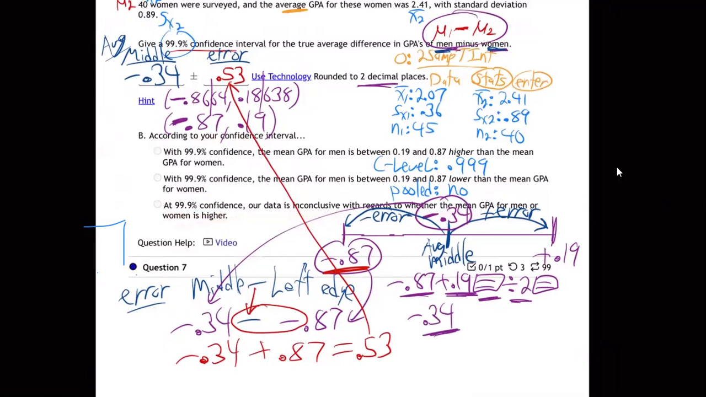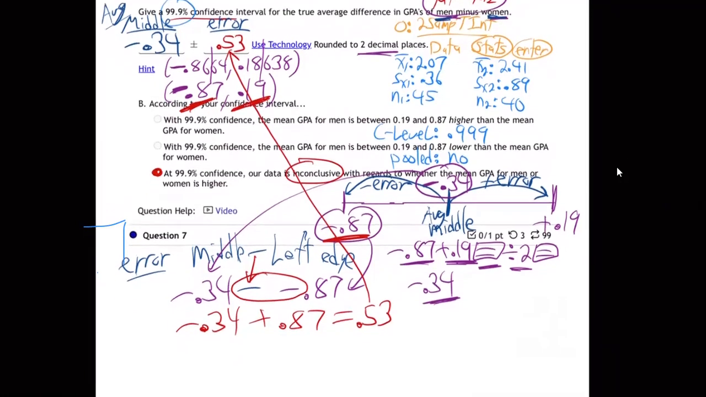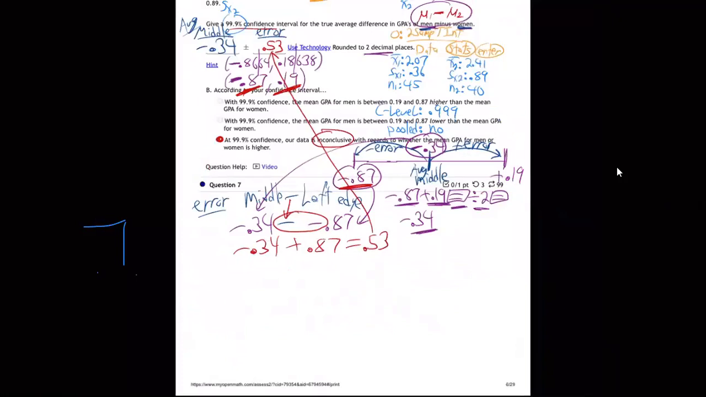Well, it's this one. It's inconclusive. Why? Because it could be negative and it could be positive. You see how that's inconclusive? What am I talking about? Well, we're saying that the interval, let me come on down here and draw the interval for us again. So think about what that interval means. That means between negative 0.87 and positive 0.19.